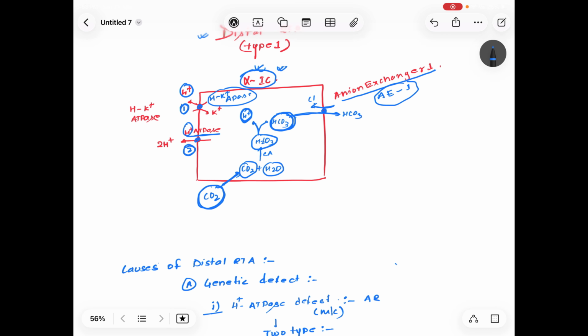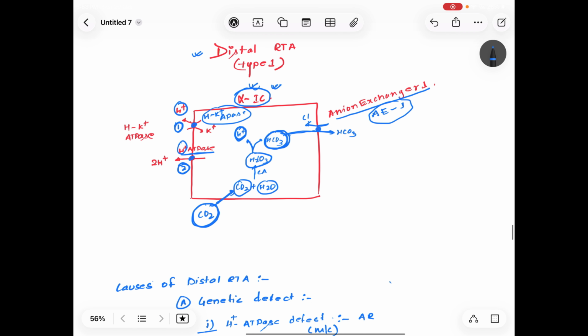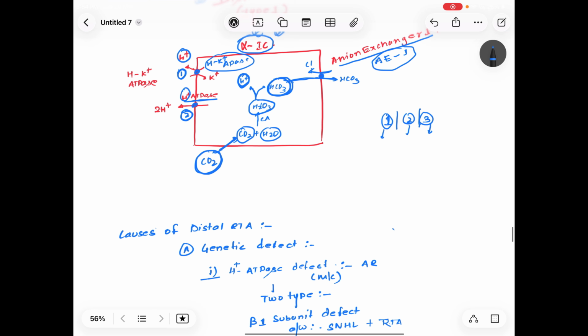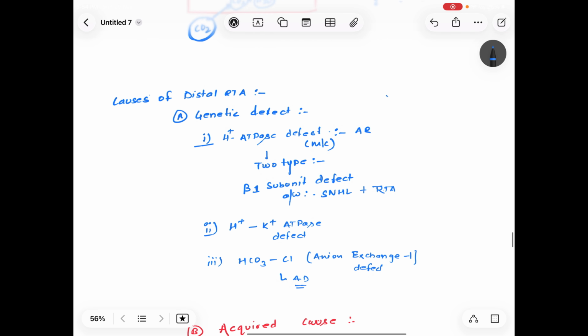So the defect in distal RTA is in either of the 1, 2 or 3. First one is H+ K+ ATPase, second one is H+ ATPase, and third one is chloride bicarbonate exchanger, which is also called anion exchanger 1. So we'll quickly go through the causes of distal RTA.